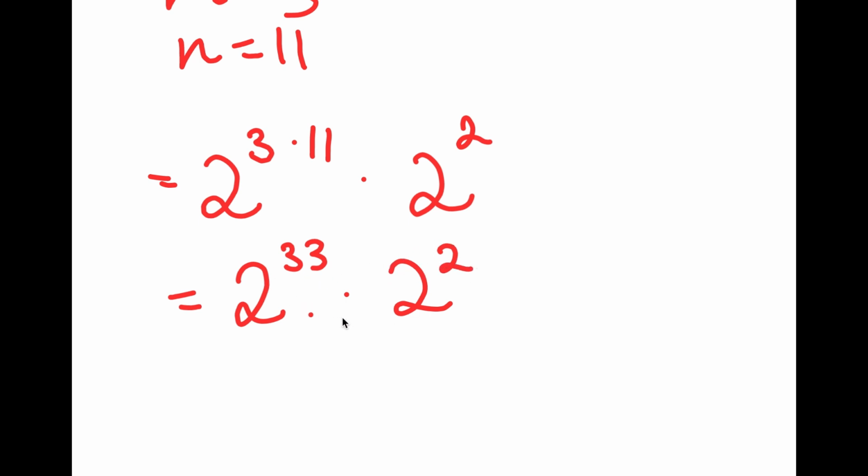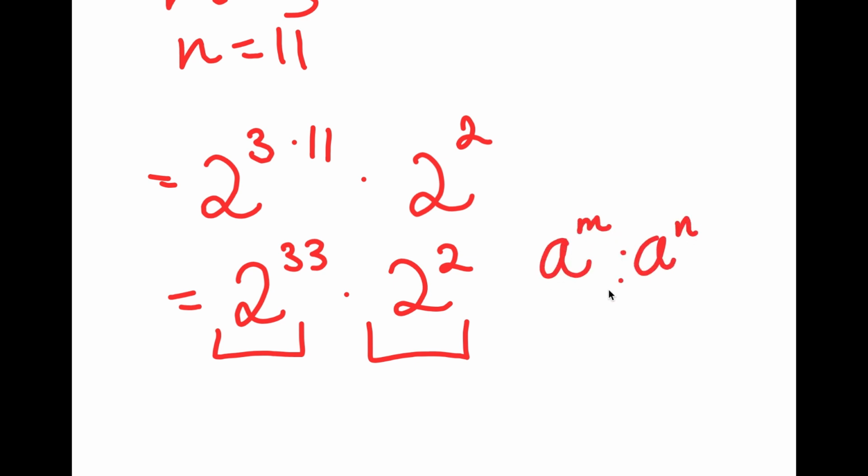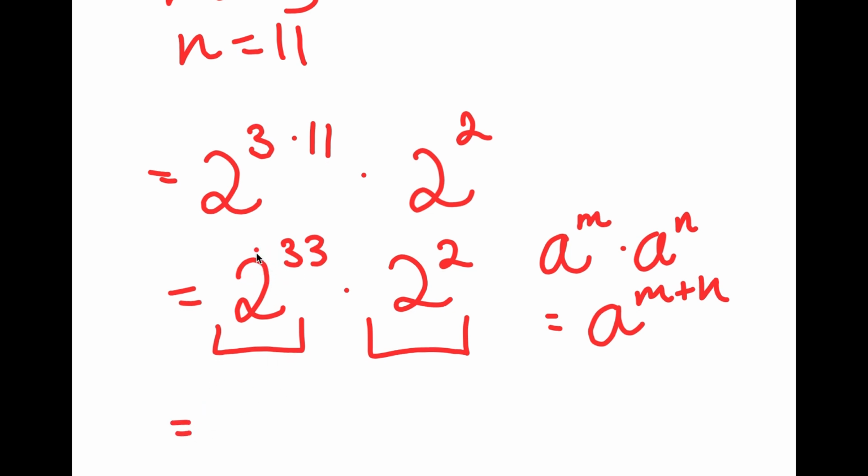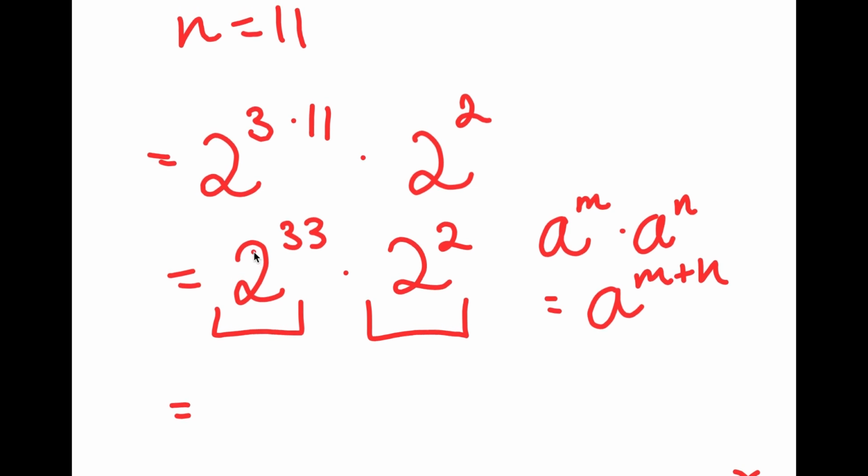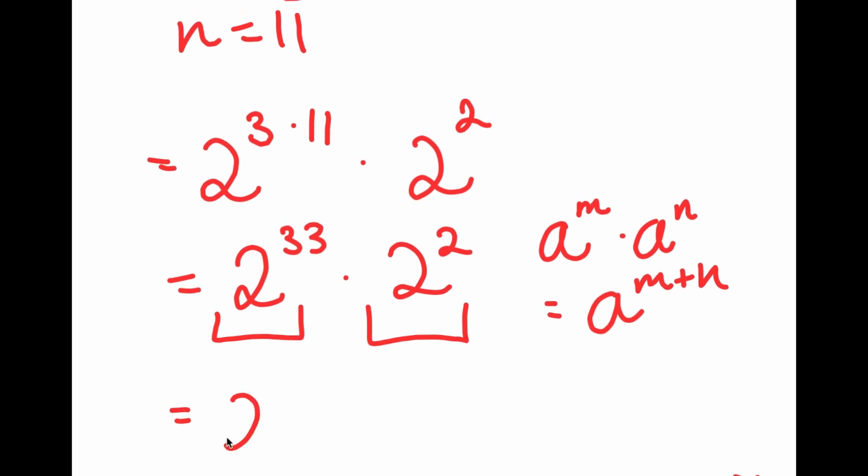And now my final step is to multiply these two. And like I said, because these two exponents have the same base, we can multiply them. And I can do this by using the property a to the power of m times a to the power of n is equal to a to the power of m plus n. So in this case, 2 to the power of 33 times 2 to the power of 2 is going to equal 2 to the power of 33 plus 2, which is equal to 2 to the power of 35. So this is my answer.